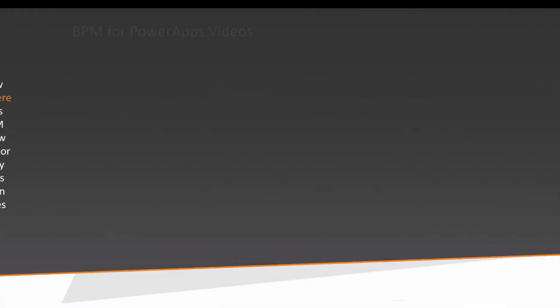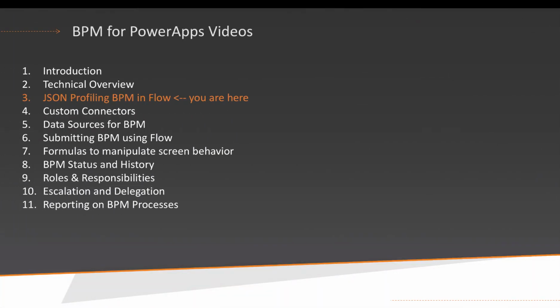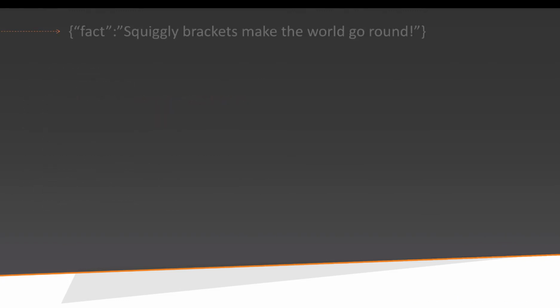So today we're going to discuss the JSON profiling and how we're doing that in Flow, and how we're ultimately going to use that in order to serve PowerApps and to make sure that PowerApps then behaves according to the process in Flow. So first we need to have a look at what is JSON.